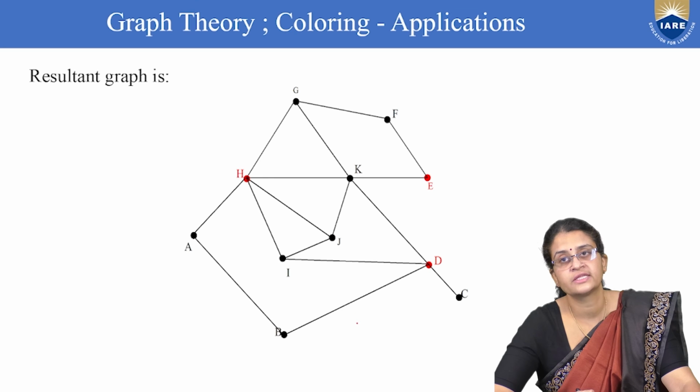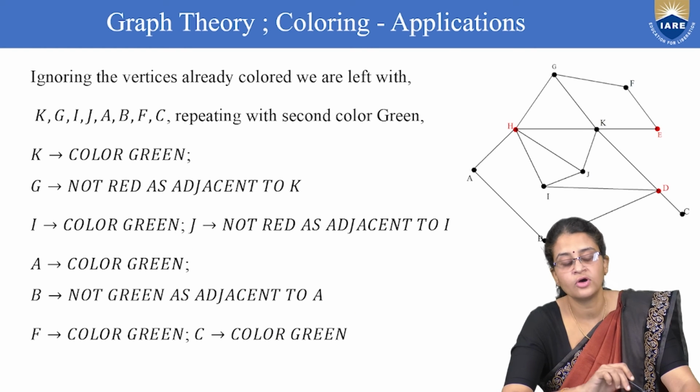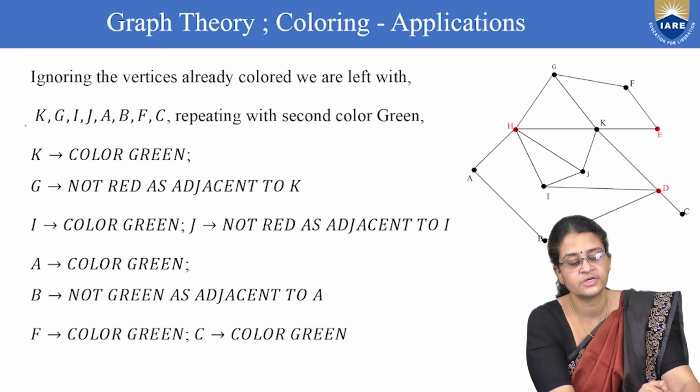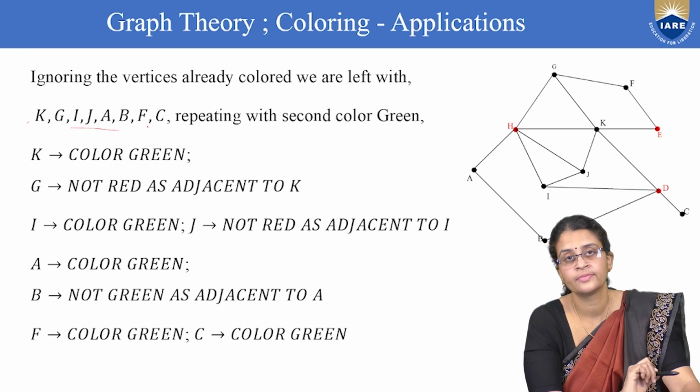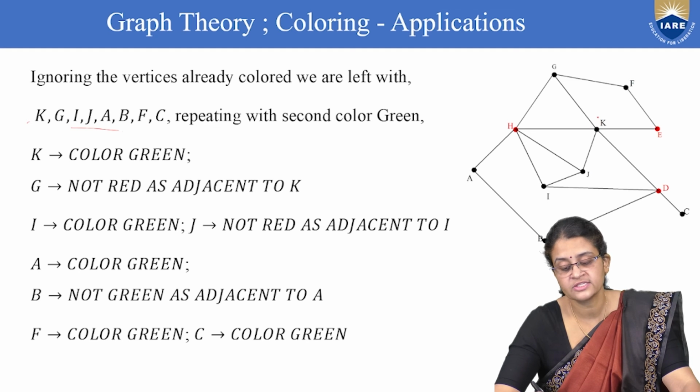And the resultant graph is like this. Now, ignoring the vertices that we have already colored, we are left with only these vertices: K, G, I, J, A, B, F, C. So now we can color this K. K is the vertex with maximum degree, and so we are going to color it with green.